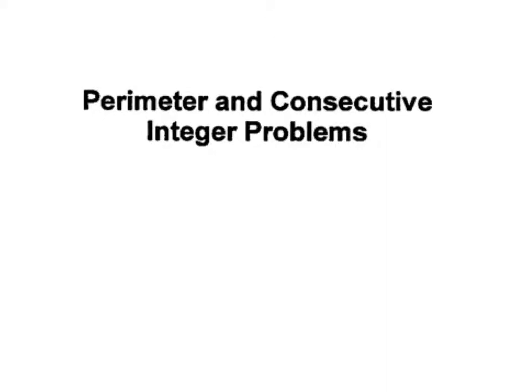Today's lesson is on perimeter and consecutive integer problems. There are 5 problems. I want you to write the problem down, and then we'll solve them together, so make sure you're taking notes in your notebook. And let's get started.